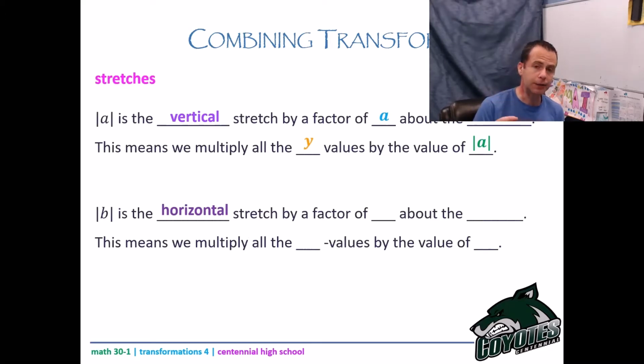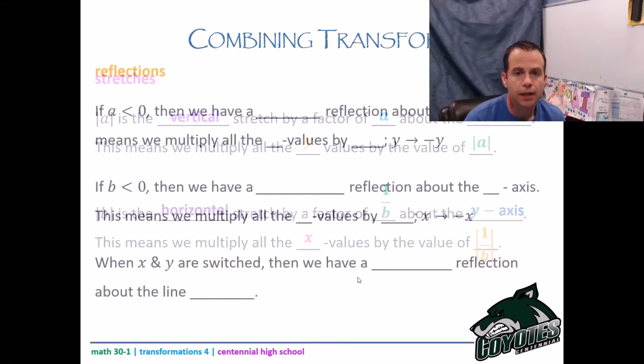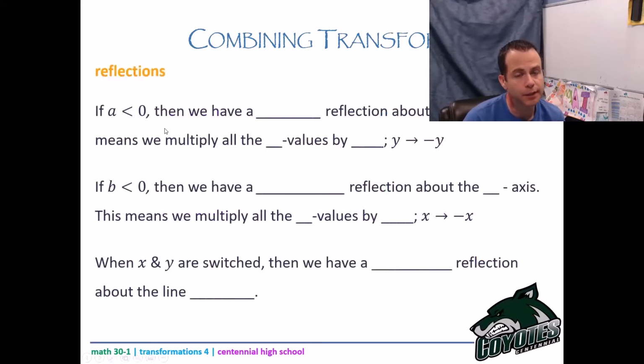The stretch factor is always the reciprocal of the b value. So it'll be a stretch factor of 1 over b about the y-axis. This means that we multiply all the x values by the value of whatever that absolute value of 1 over b is. Okay, then when we go to reflections, this is where we deal with that negative number.